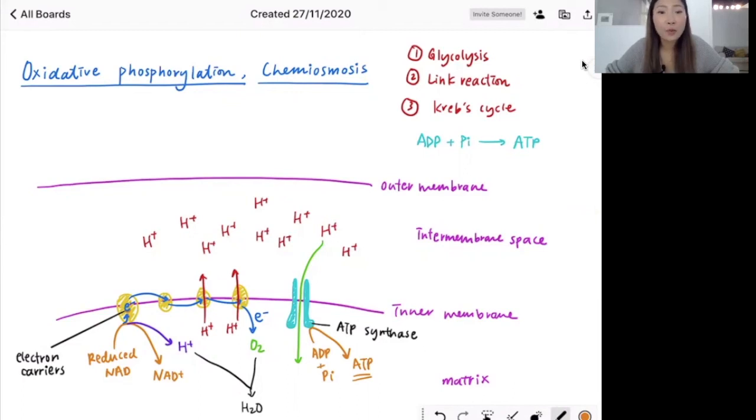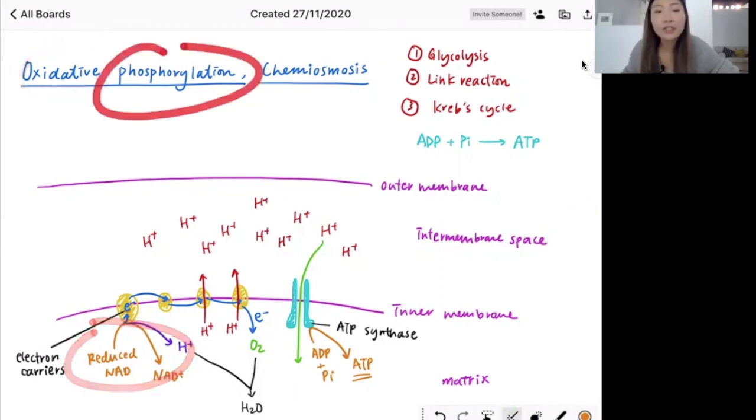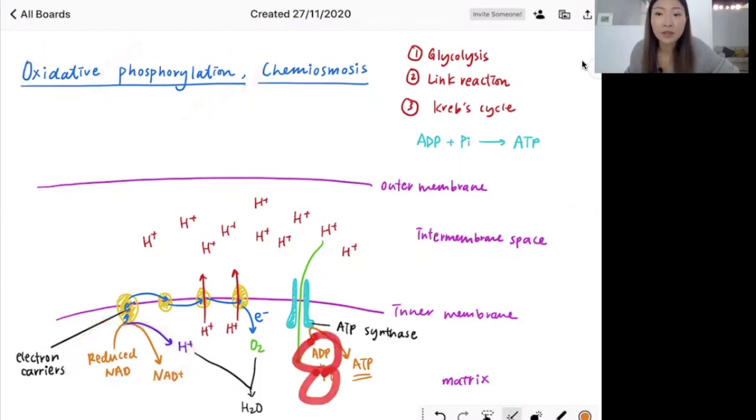So once again, why is it called oxidative phosphorylation? The oxidative part comes from the oxidation of reduced NAD, and the phosphorylation part comes from the phosphorylation of ADP molecule to form ATP. So what's chemiosmosis again? Chemiosmosis is a type of ATP production. It's a reaction that produces ATP that's coupled with the flow of hydrogen ion.